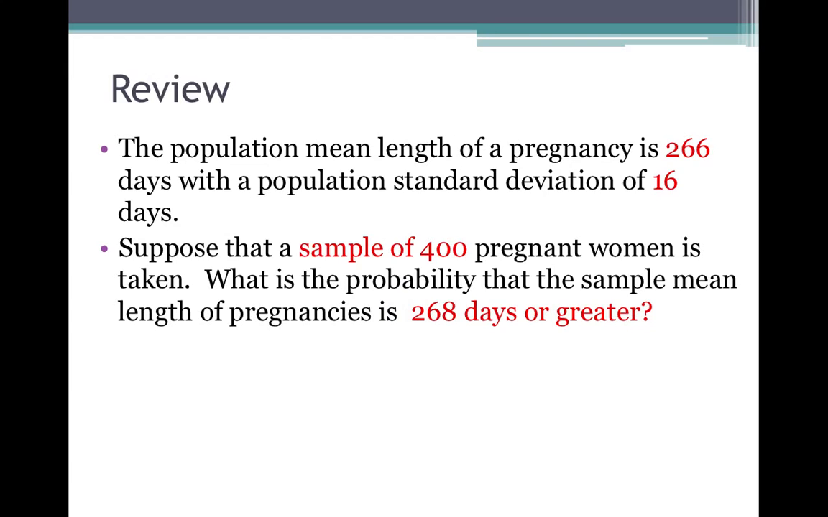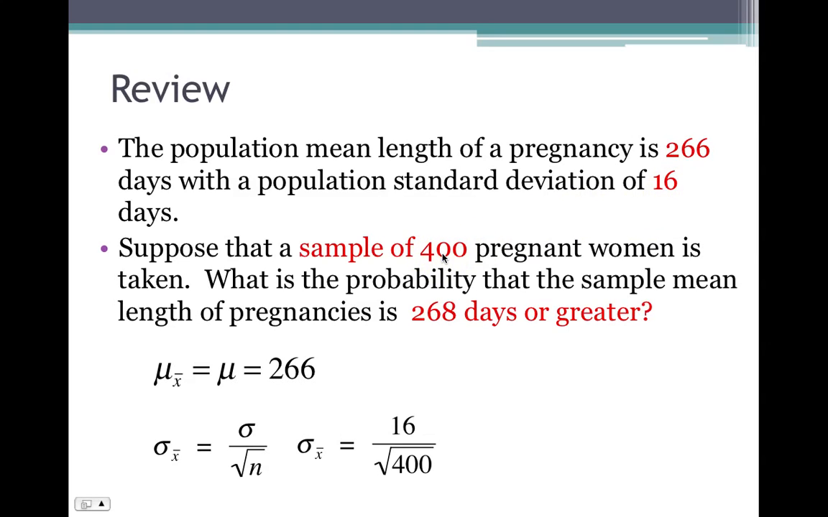The first step is finding the standard error. You have to recognize that you're dealing with a sample and you're asked for a probability of a sample mean being 268 or greater, so you should recognize that this problem involves the sampling distribution of means. So you have to find the standard error first. The standard error is going to be sigma divided by the square root of n. Sigma was 16, n is 400, so sigma divided by the square root of n gives us 0.8. Okay, so you're going to do 16 divided by the square root of 400 on your calculator and you get 0.8.